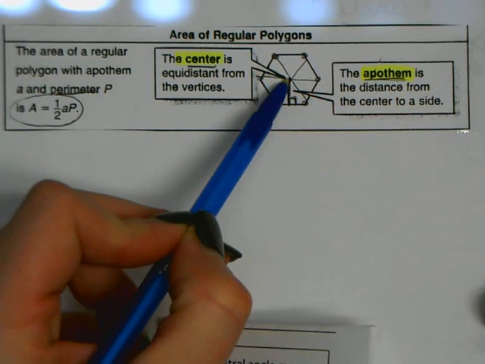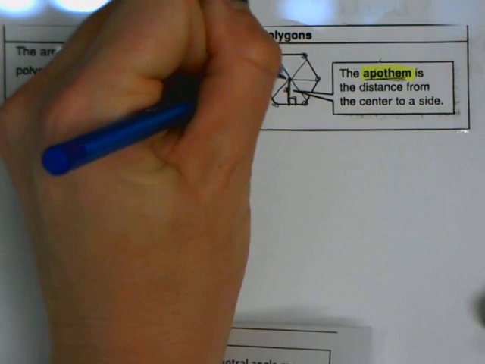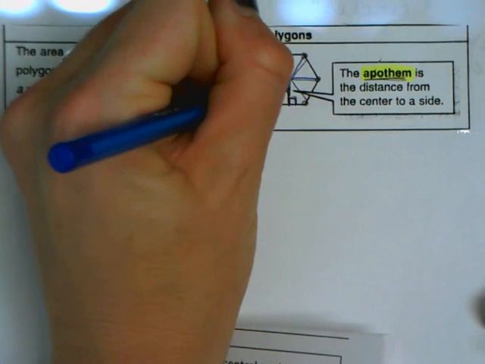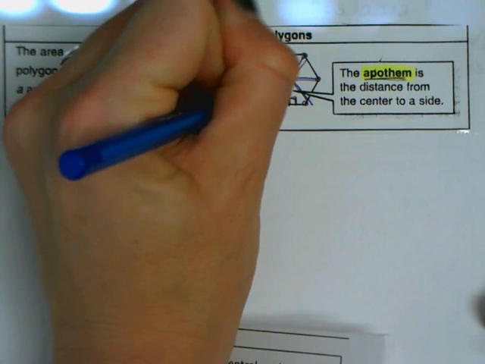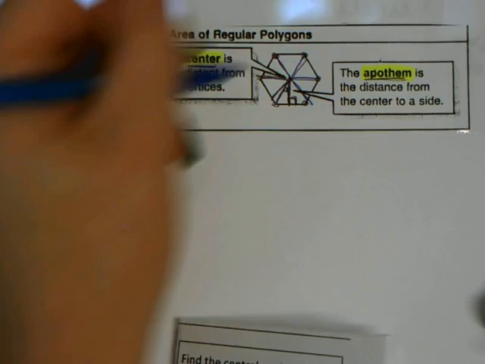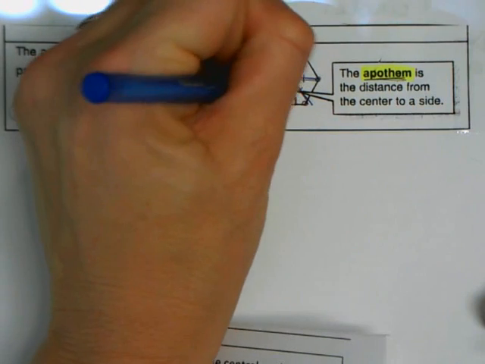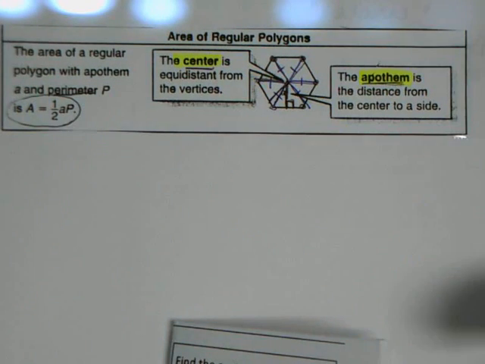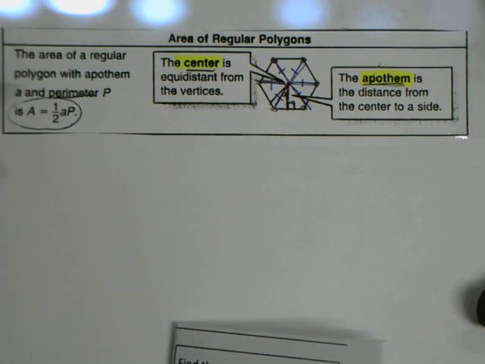All right, so the center is going to be equidistant from all my vertices. So think of this like the radii of a polygon. All of these are going to be congruent to each other. Now you'll notice we even have some triangles created inside of our polygon.